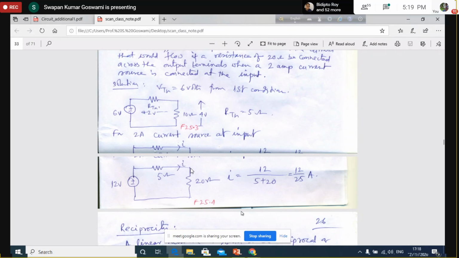Now you have connected a 20 ohm resistance across the output. So now it is very easy. 12 volt source, 5 ohm here, 20 ohm here. Find out the current. This is 12 by 5 plus 20, means 12 by 25 ampere. 0.48 ampere, 12 by 25 ampere. Is it clear? Yes, sir. Clear, everybody? Any doubt, anybody? Please raise your doubt so that it can be made clear here. Okay.